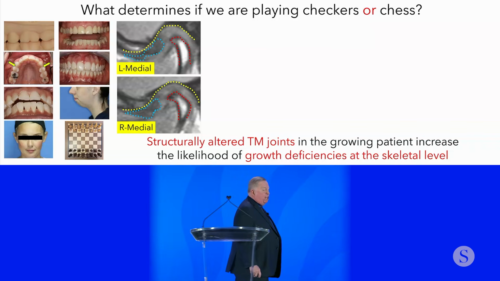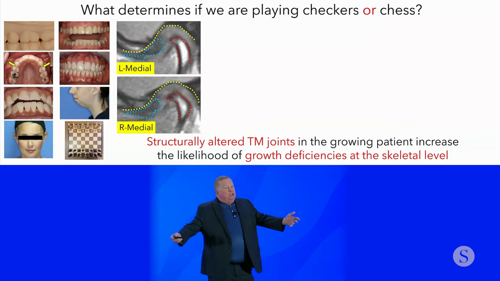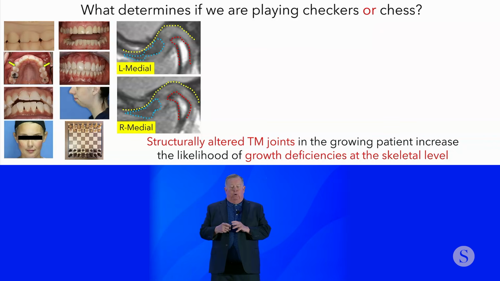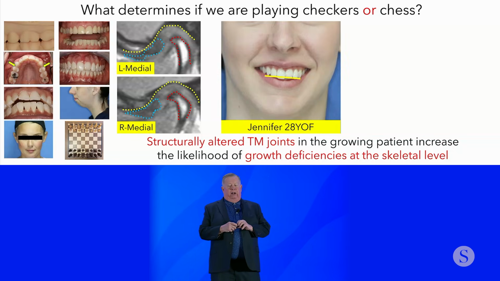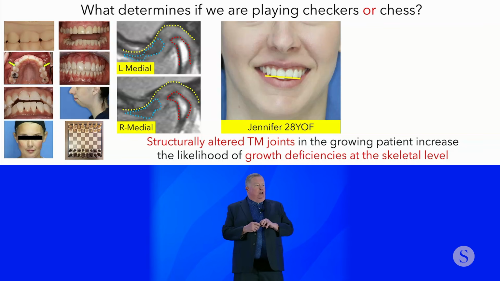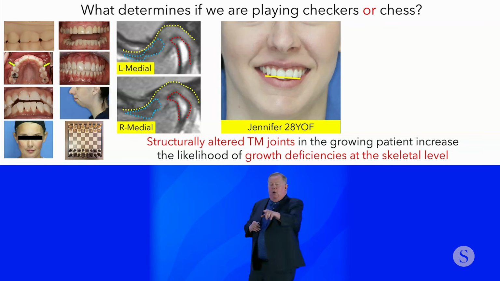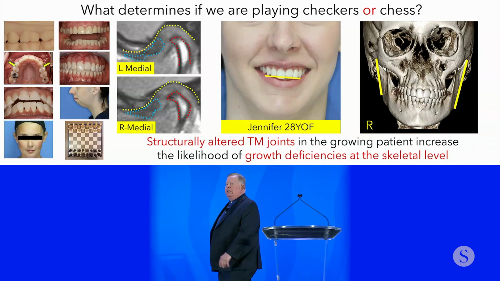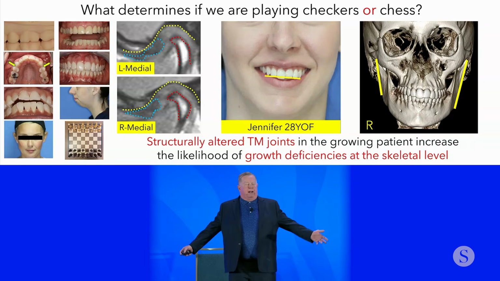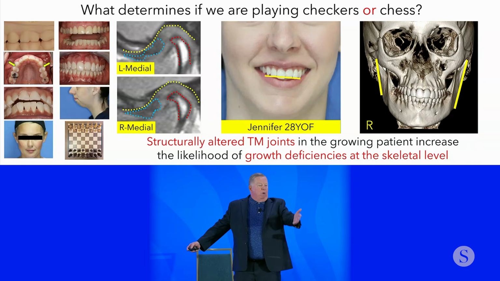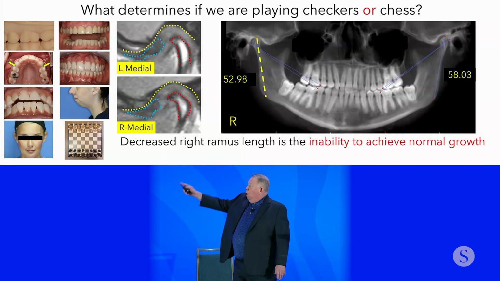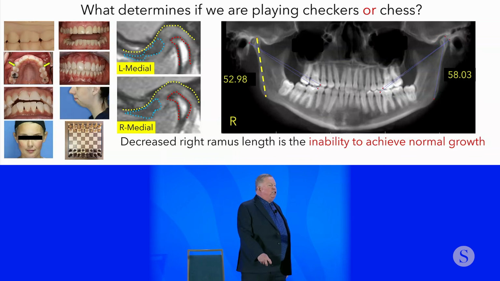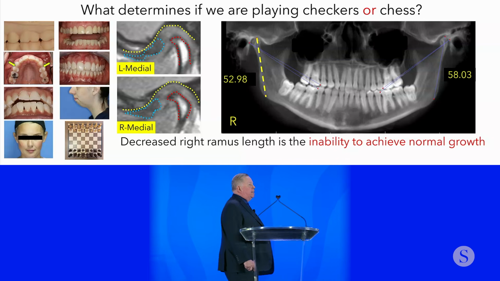If that's the case, there's an increased likelihood we're going to have a growth deficiency at the skeletal level. In Jennifer's canted occlusal plane case we just saw, you can see her discs are off. And now when we look at her skeleton, we can see why she has a canted occlusal plane. The right ramus length is compromised. When you look at it on the CBCT, she's 5 millimeters short on the right side.